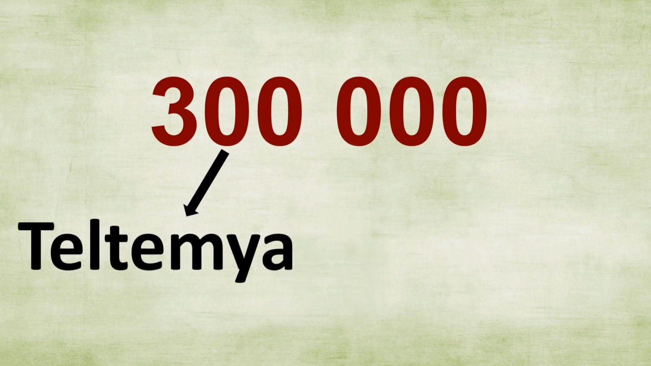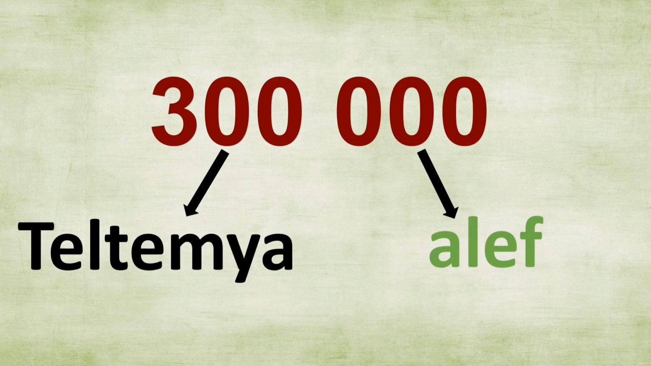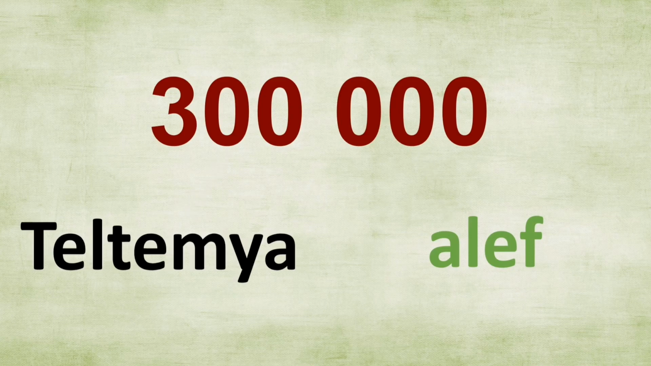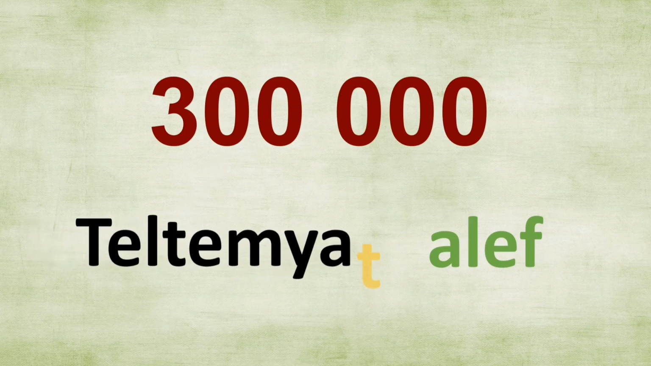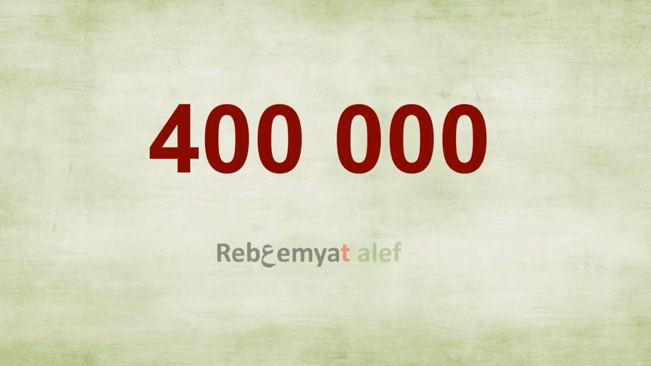Okay, let me help you. Again, we have the word 300, which is tlatmia, and then the word 1000, which is alf, and we connect between them by adding the letter T. It will become tlatmiata alf. Let's say it again. Tlatmiata alf. Very good.